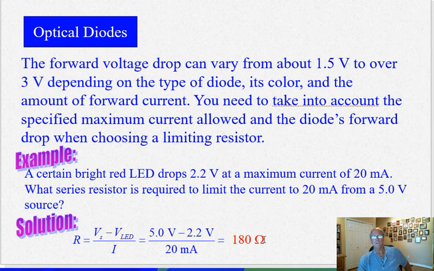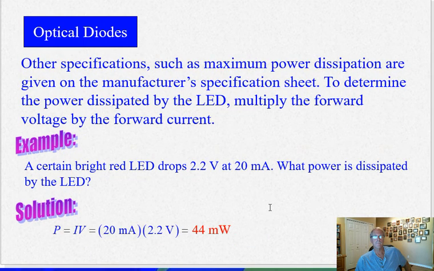One side exercise that you can do is this 180 ohm resistor. What wattage does it need to be? Well, watts is what? Power. Power is what? Voltage times current. Or what else? V squared over R, or I squared times R. So you can take 20 milliamps squared times 180 ohms. That's the power going through this resistor. So you can determine what wattage resistor that needs to be. Maximum power dissipation.